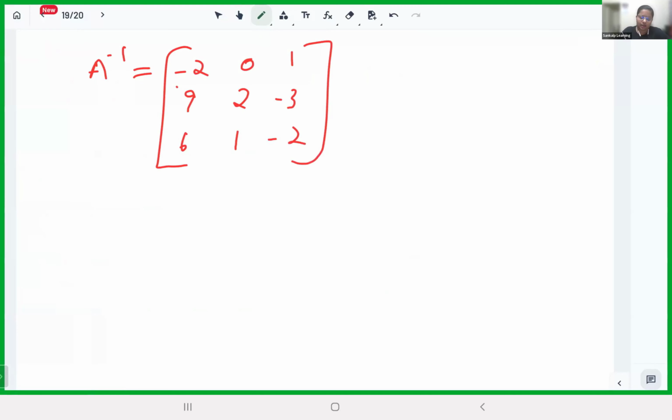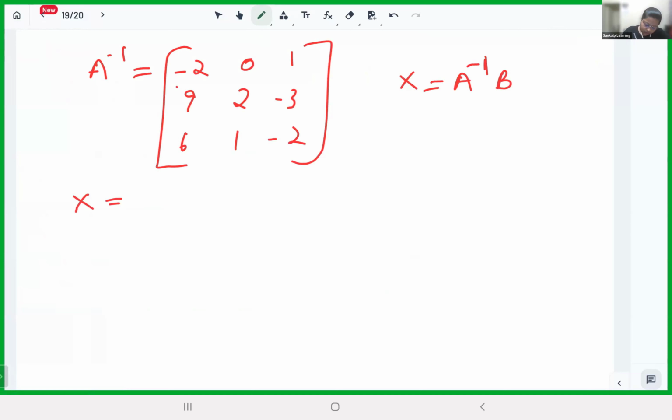A inverse is nothing but the second matrix, that is minus 2, 0, 1, 9, 2, minus 3, 6, 1, minus 2. So this is the inverse of that matrix. Okay, now you can easily find out X is equal to A inverse into B, right? X is equal to A inverse into B.